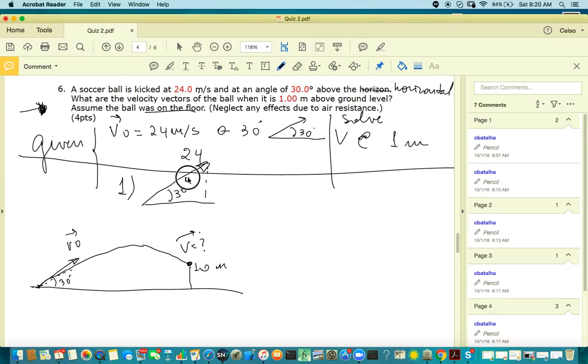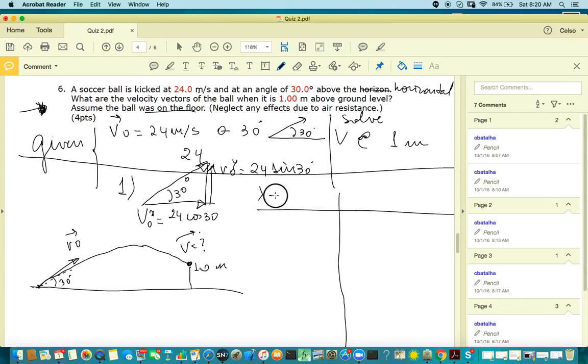Then it means I do have a v naught x, which is given by 25 cosine of 30, and I have a v naught y, which as you can see is positive, which is 25 sine of 30. So I have those two, right? And then I go to my table on x and y.